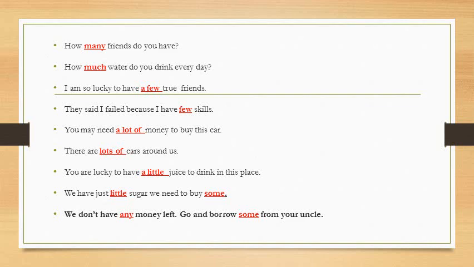They are lucky to have a little juice to drink in this place. We have just little sugar. We need to buy some. We don't have any money left. Go and pull some from your uncle. All these bold words are called quantifiers. So try to ask yourself, what are quantifiers?